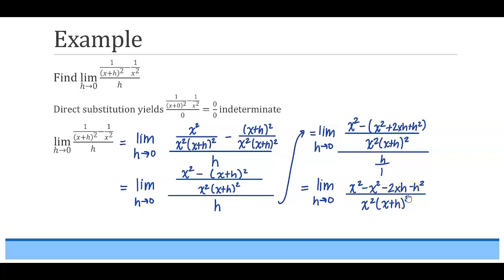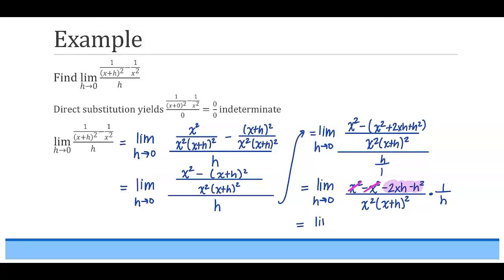And now, instead of dividing that by h over 1, I'm going to multiply that by 1 over h, the reciprocal. And now, some nice things should start to happen. Some things should start to cancel out. Well, in the numerator of the first quotient, x squared minus x squared is going to cancel. And then, in the numerator on the left, I have two terms, negative 2xh minus h squared, and those have an h in common that I can factor out.